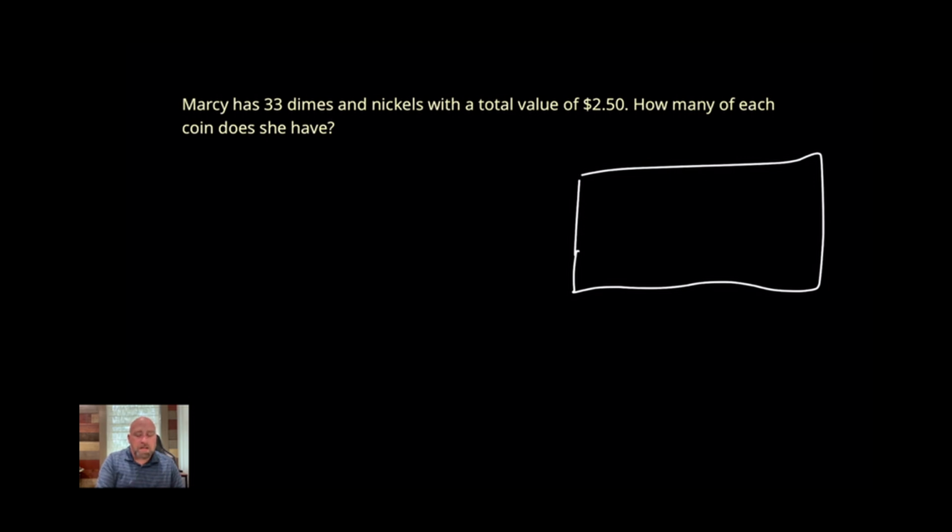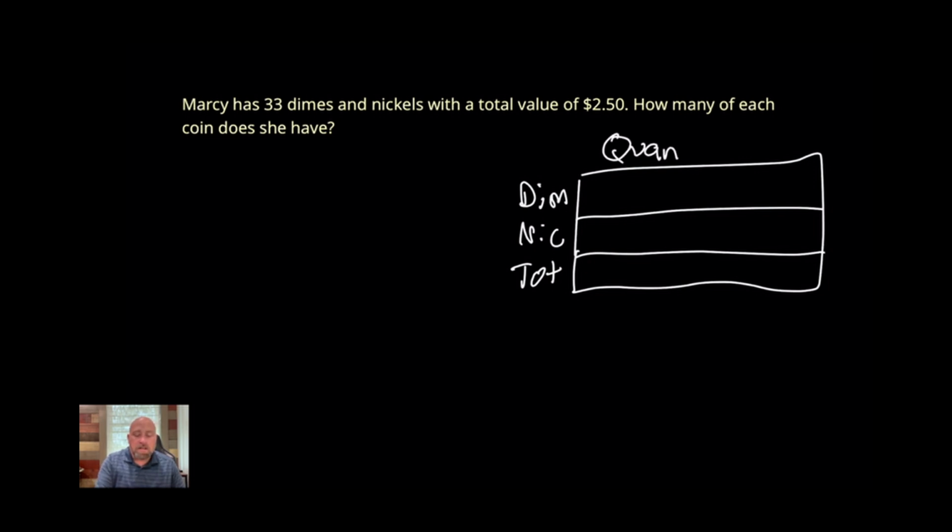So we have dimes, and we have nickels, and then we have our total. Okay. So you put a little line in each one of these. And then up here on the top, we're going to have our quantity, like how many of each one. So quantity. And then the other one is going to be what's the value of each one of those.